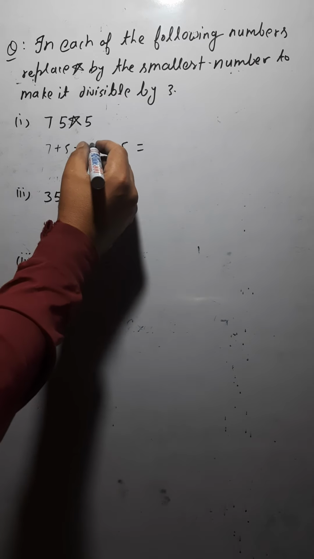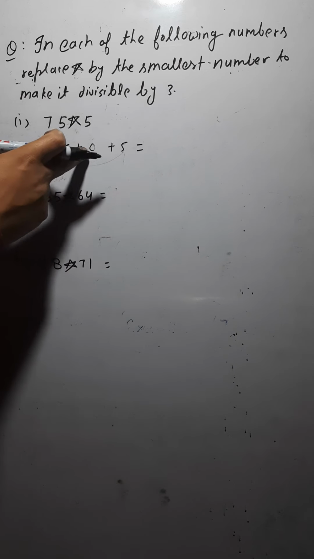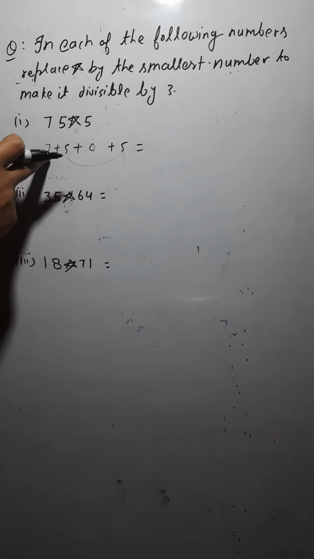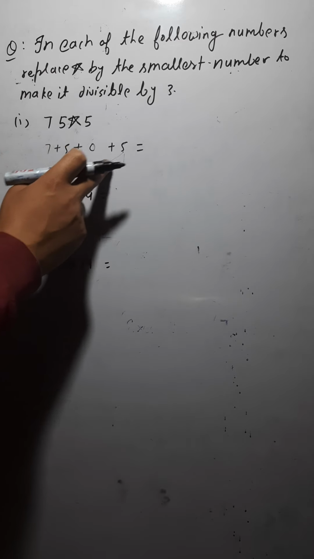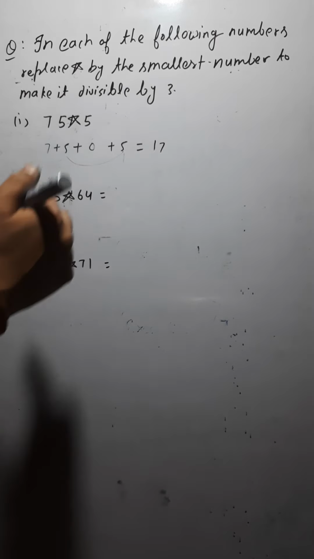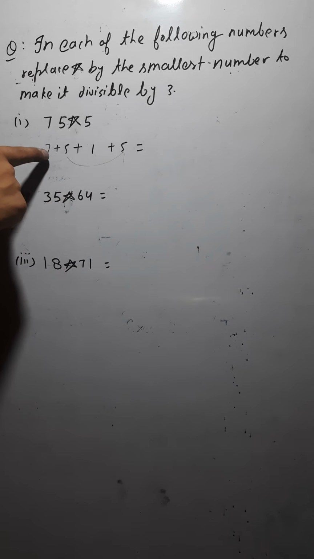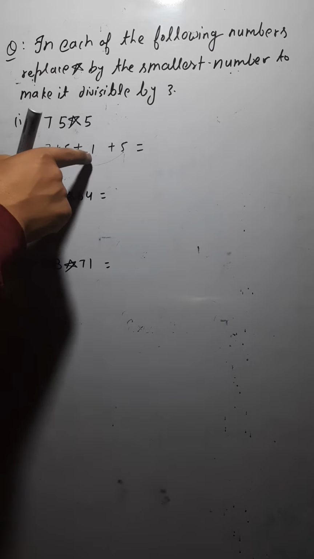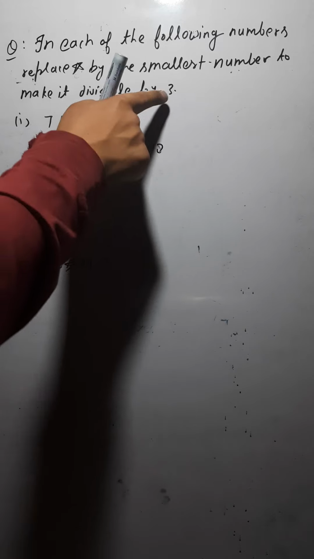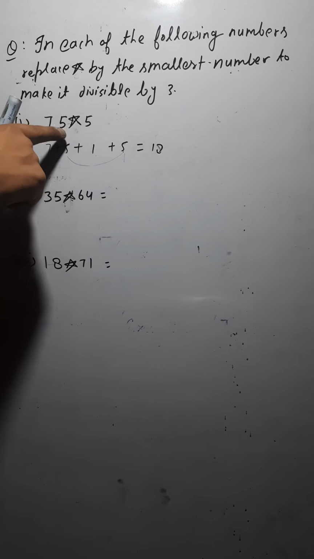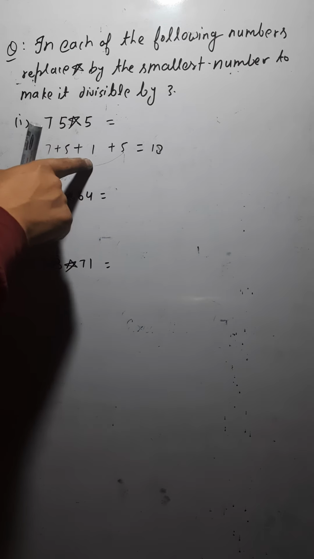If I write 0, because 0 is the smallest number here, what is the sum? 7 plus 5 is 12, 12 plus 0 is 12, and 12 plus 5 is 17, which is not divisible by 3. So I would write 1. Now if you check the sum, 7 plus 5 is 12, 12 plus 1 is 13, 13 plus 5 is 18. Now 18 is divisible by 3. So to make the given number divisible by 3, we have to replace the star by 1.